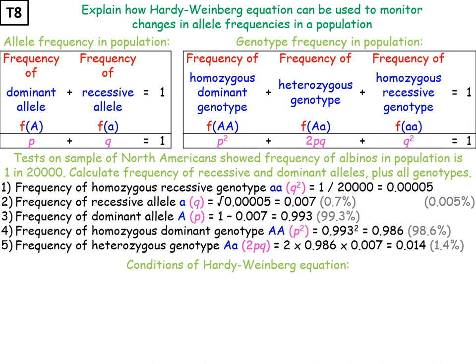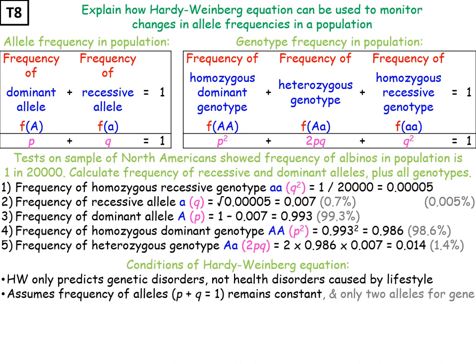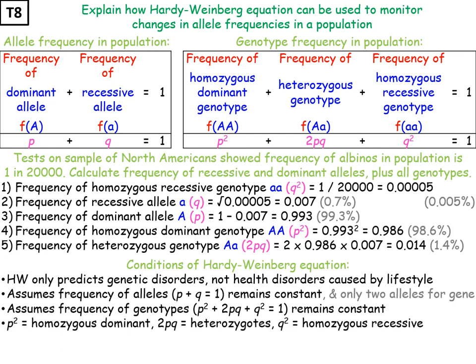So what are the conditions of the Hardy-Weinberg equation? When can we use this equation? This equation can be used to predict genetic disorders, but not health disorders caused by lifestyle. So we're going to look at disorders that are genetic. We're assuming the frequency of the alleles, P plus Q equals 1, remains constant. In other words, there is no fluctuation in those allele frequencies, and we're also assuming that there are only two alleles for a gene. So in other words, no multiple alleles. We're also assuming the frequency of the genotypes remains constant. So P squared plus 2PQ plus Q squared equals 1. So there's no change in the frequency of the homozygous dominant genotype, the heterozygous genotype, and the homozygous recessive genotype in the population. So P squared is the homozygous dominant, 2PQ is the heterozygous, Q squared is the homozygous recessive.